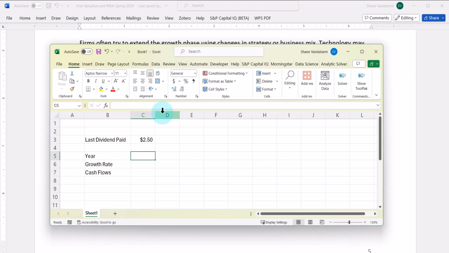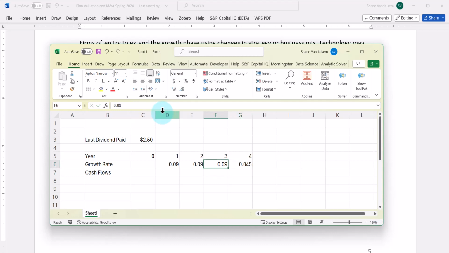So we're going to have year 0, year 1, year 2, year 3, and year 4. At time 0, for time 1, our growth rate is 9%. So I'm going to put in 0.09. Time 2, it's 9%, and then time 3, it's 9%. And then at time 4, it's actually switching at the end of time 3 to 4.5%.